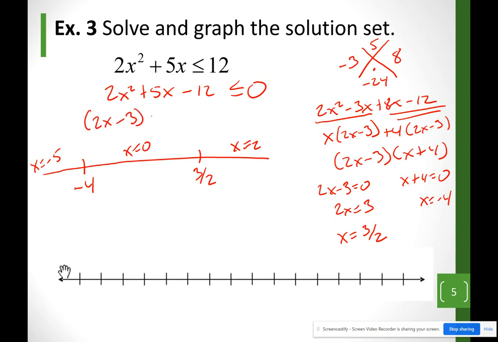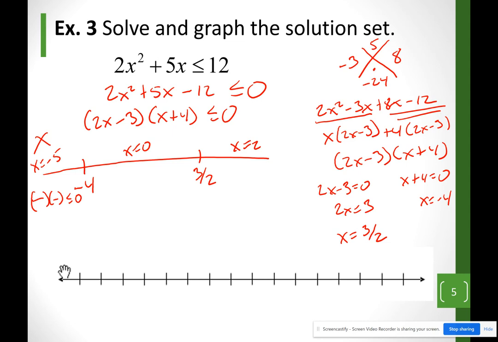And what I'm using is 2x minus 3, x plus 4 is less than or equal to 0. All right, let's try the first parentheses. 2 times negative 5 minus 3. 2 times negative 5 is negative 10, minus 3. My first parenthesis is negative. Negative 5 plus 4, that's a negative. Is negative times a negative less than or equal to 0? No.